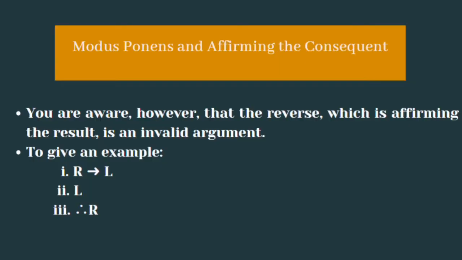Premise 2 affirms the antecedent, as can be shown from the argument structure of modus ponens. You are aware, however, that the reverse, which is affirming the consequent, is an invalid argument. To give an example, premise 1, if R, then L. Premise 2, L. Conclusion, therefore R.